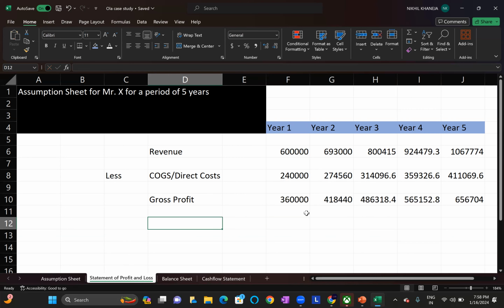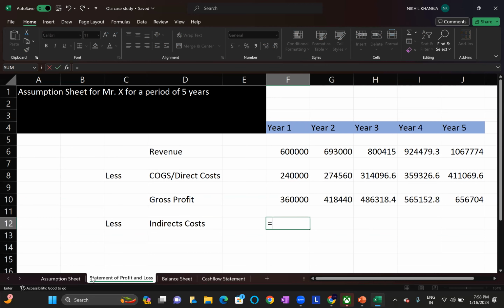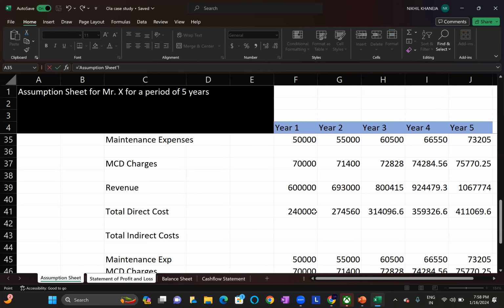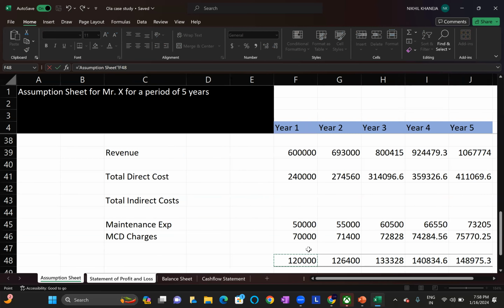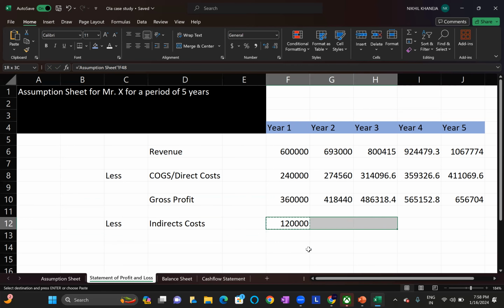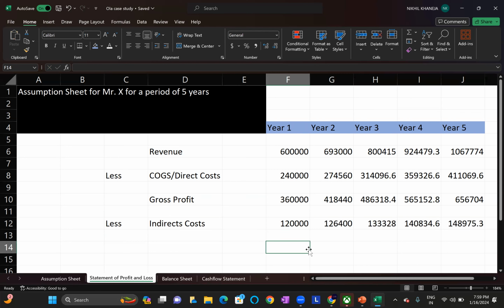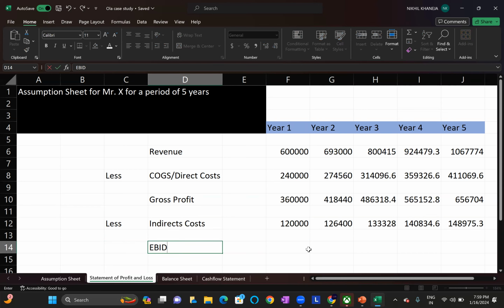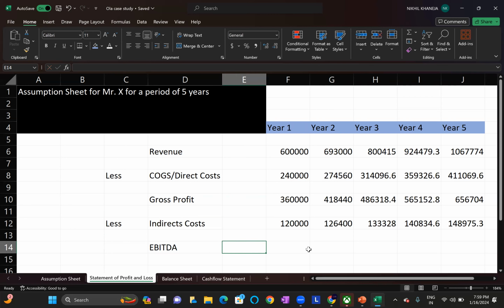Okay. Now what I'll do, I'll reduce indirect costs from it. These are my indirect cost. This one. Control C, drag it for remaining years. Here I got my indirect cost. When I'll reduce indirect costs from gross profit, I will get EBITDA. EBITDA. Earning before interest, tax, depreciation, and amortization.